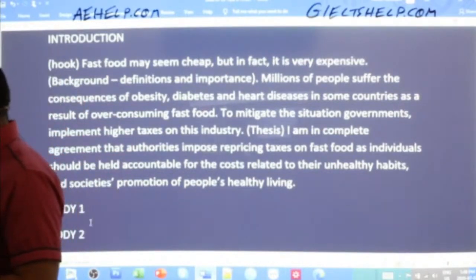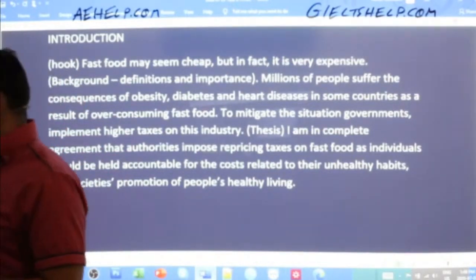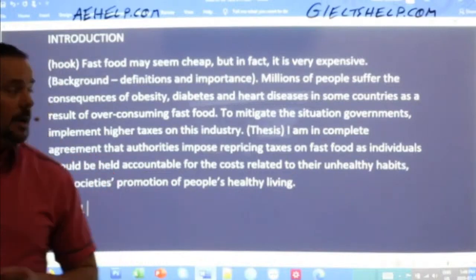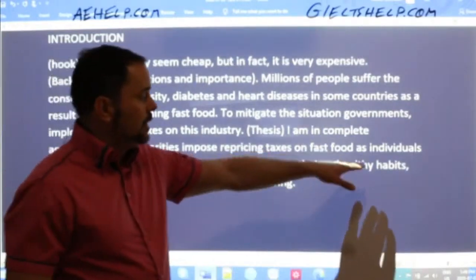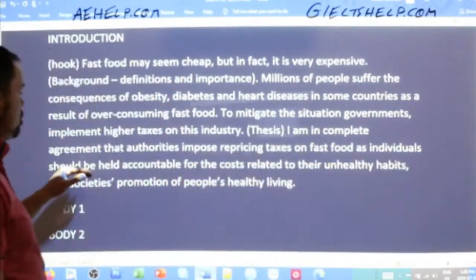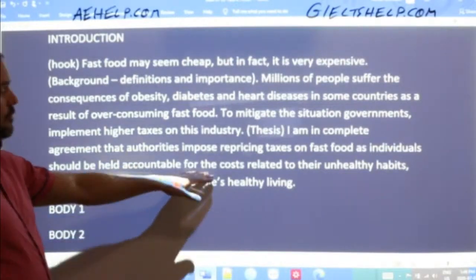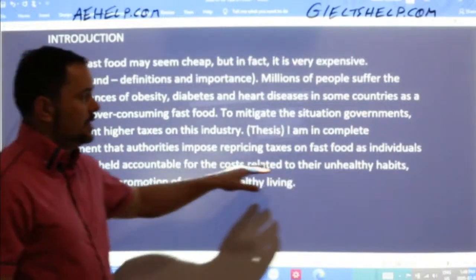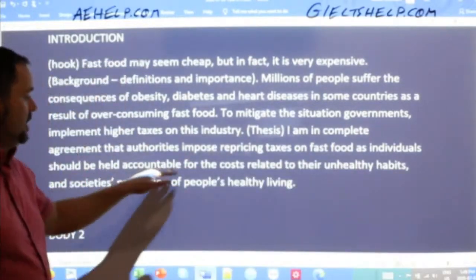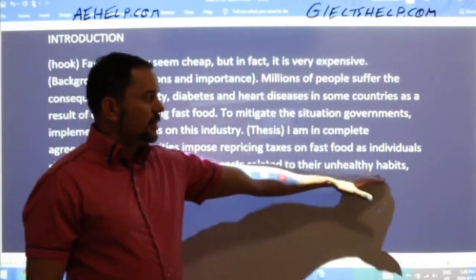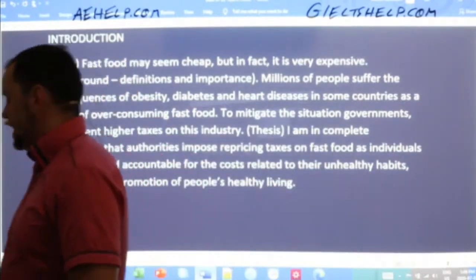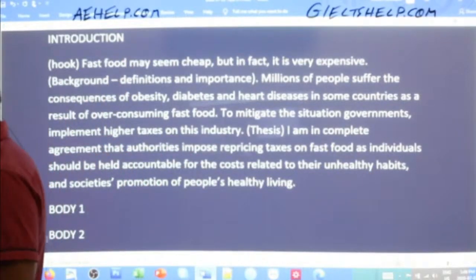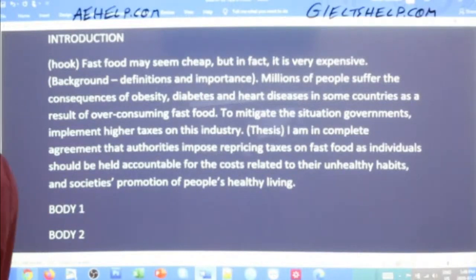So body paragraph 1 clearly has to be for point number 1. Point number 1 is individuals should be held accountable for the costs related to their unhealthy habits. So that is the topic of body paragraph 1. So give me a definition of this, okay?